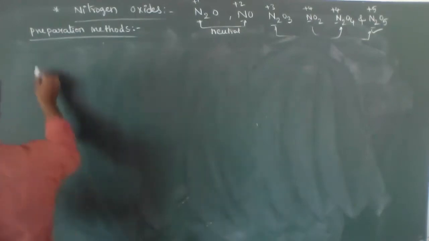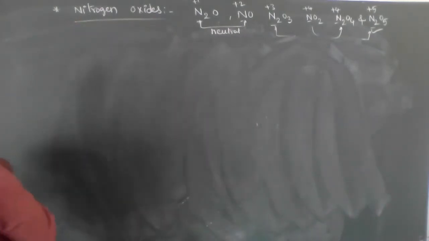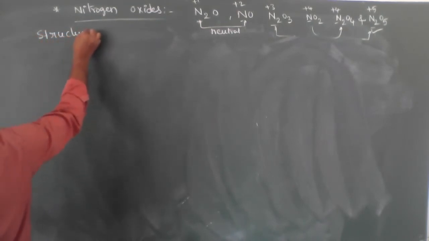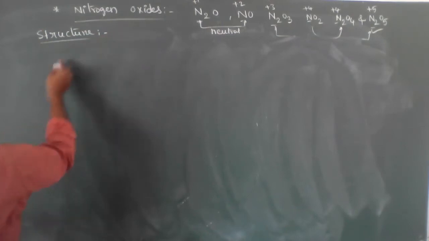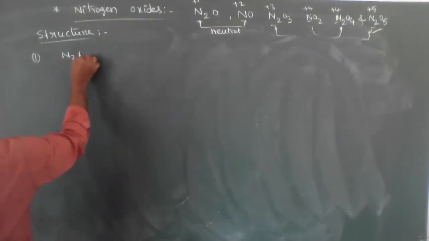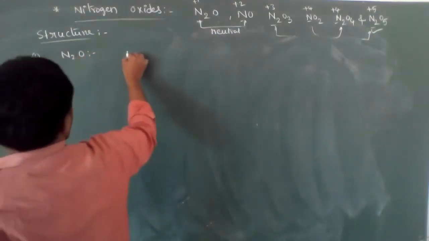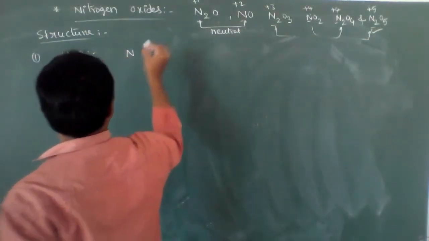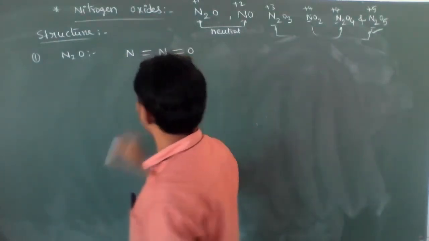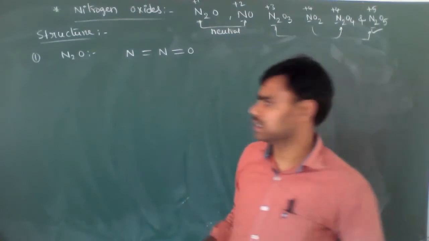Structure of nitrogen oxides. Structures. The first one, N2O. In between nitrogen and nitrogen, a double bond is present. The middle nitrogen has one more double bond with oxygen.